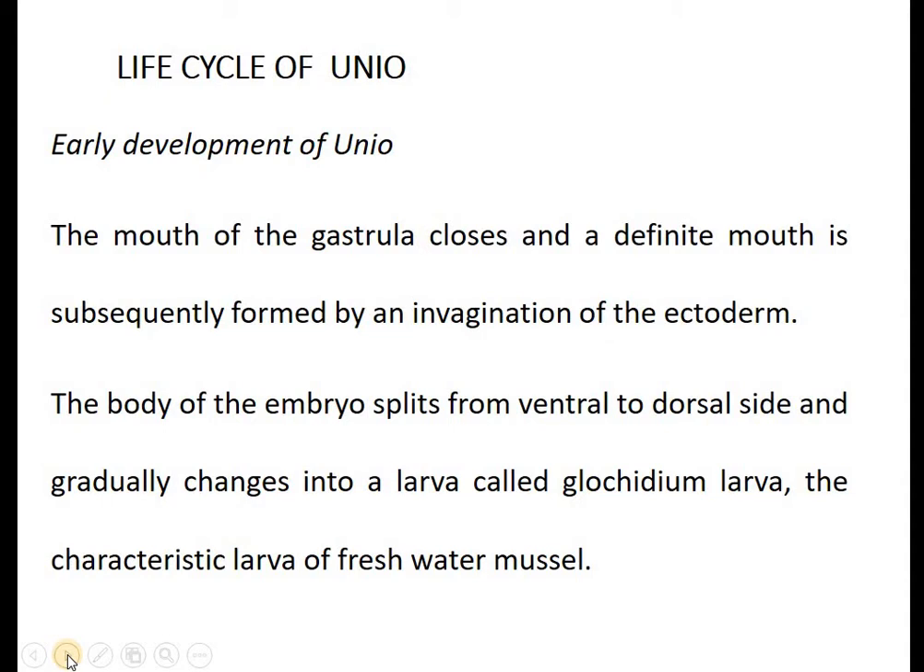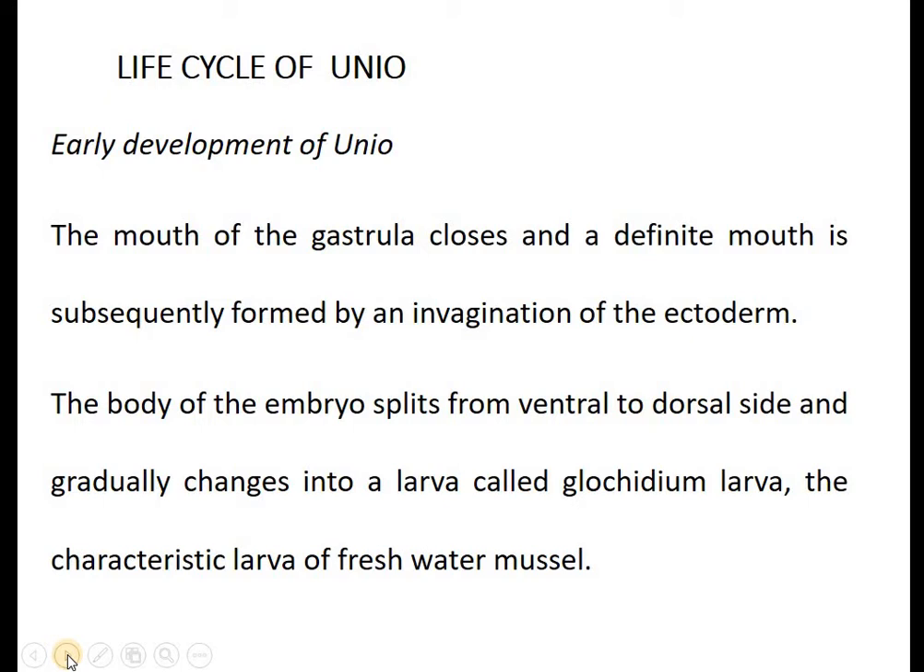So what is meant here is that there is zygote formation, followed by cleavage, followed by the blastula, followed by the gastrula, and the gastrula leads to the glochidium larva. Now the mouth of the gastrula closes, and a definite mouth is subsequently formed by the invagination of the ectoderm. So this is how the mouth is formed.